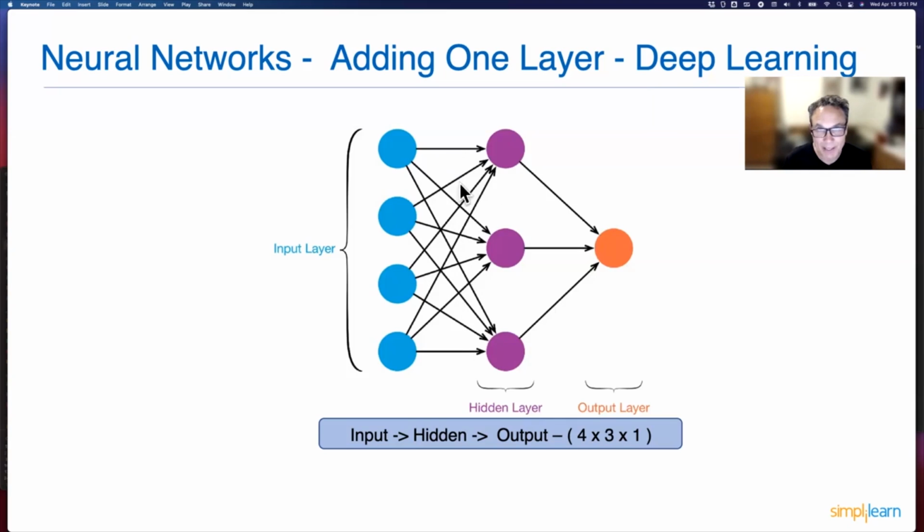How many arrows do we have? 1, 2, 3, 4, 5, 6, 7, 8, 9, 10, 11, 12. So 12, just like before, but we have more. These are not the output. This is the output. So we have 3 more synapses, weights, whatever you want to call them. We have 3 more arrows. So we have a total of 15 different synapses or axons, dendrites, and the synapse in between.